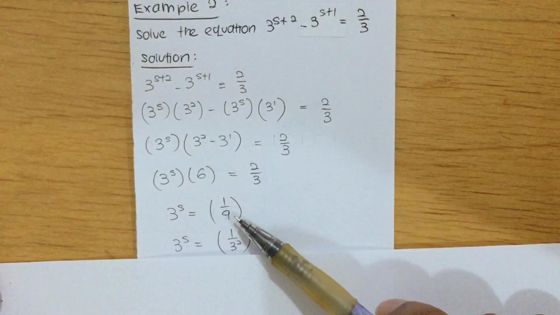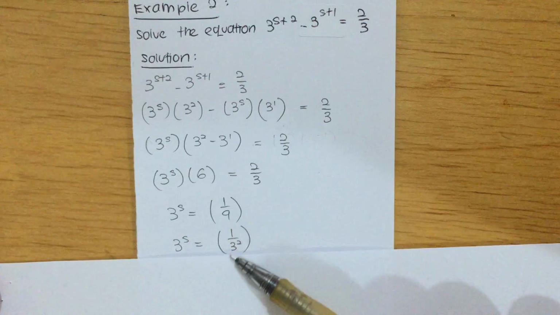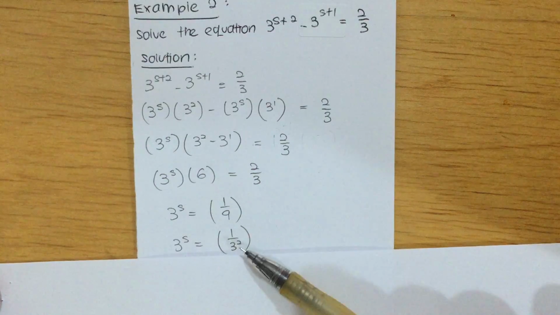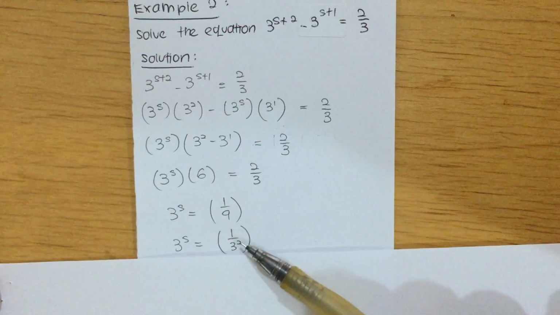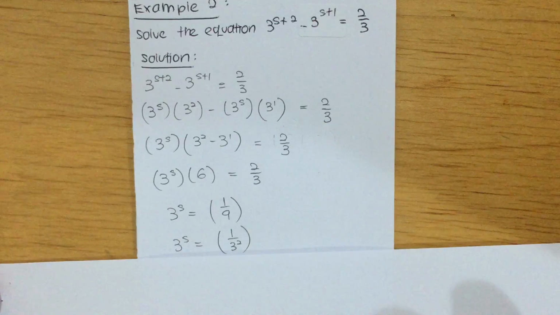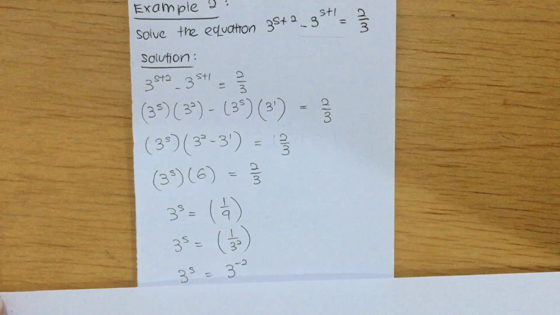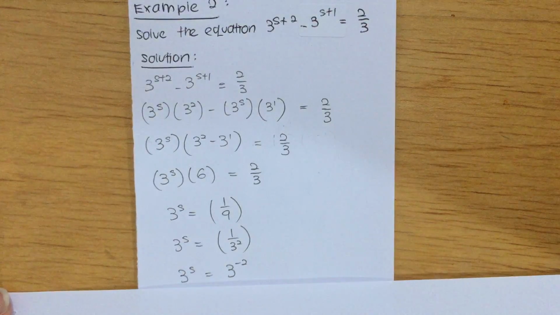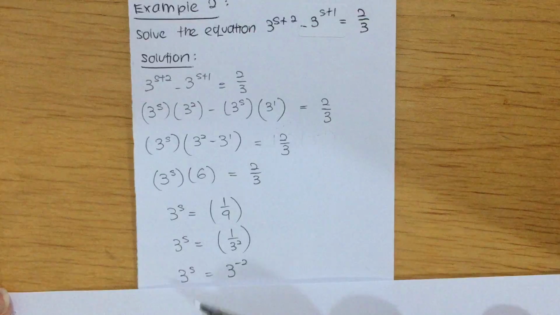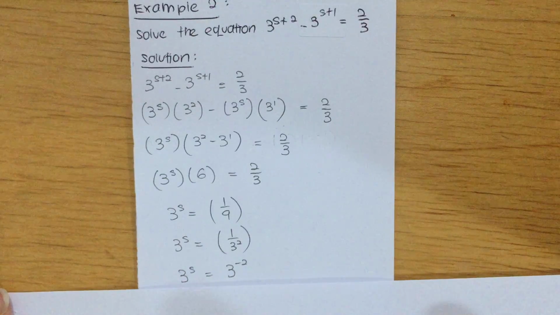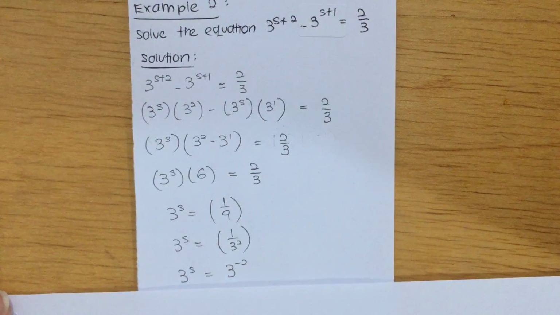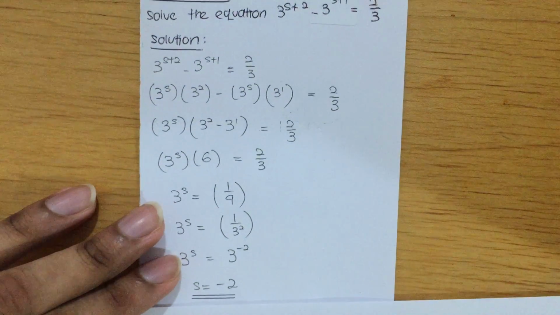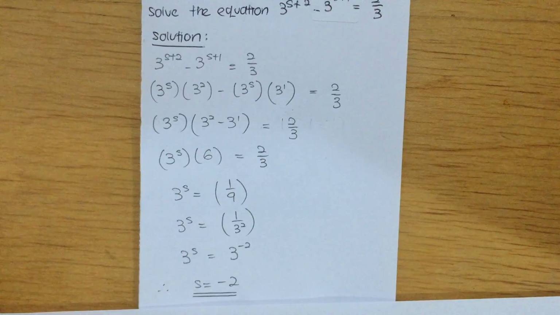So this 1 over 9 we can further break down into 1 over 3 squared, equals 3^s. This 1 over 3 squared we can bring up by changing the power of 2 to become negative 2. So 3 to the power of s equals 3 to the power of negative 2. Since your base is already the same, we just compare the powers, and therefore s equals negative 2. So this is your final answer guys.